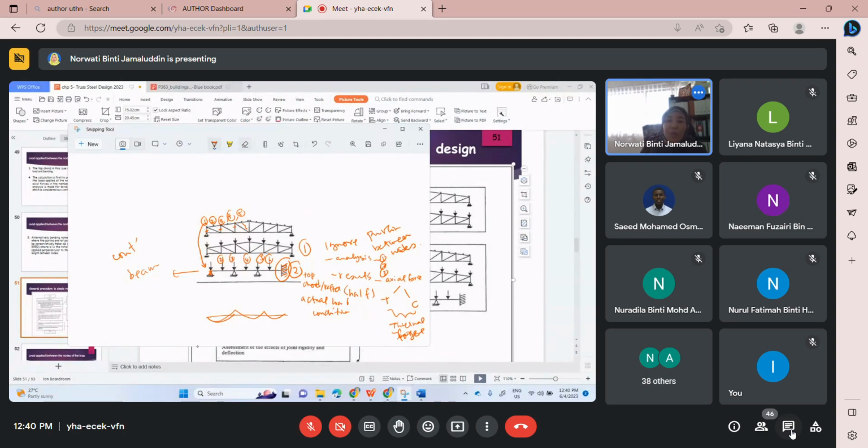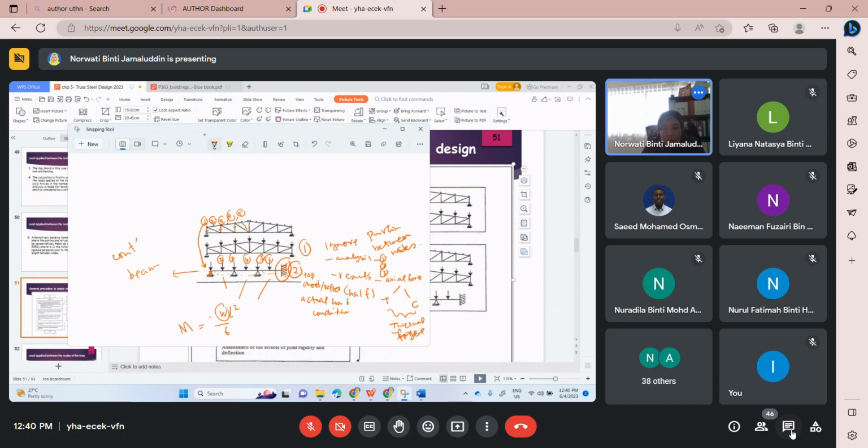But to simplify our analysis, you can use the conservative method where the moment here, all the moment here, you can use WL power of 2 divided by 6. That's all. Easy.